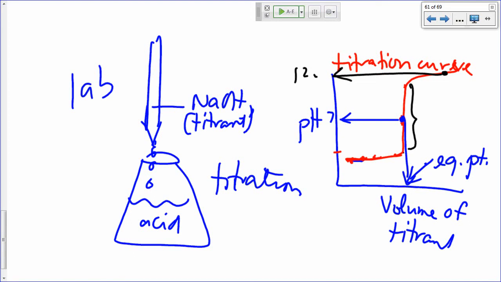Okay. Now what you can also do is add something that would change color when the pH changes by this much. In the lab, it's called an indicator. The typical indicator we use in the lab is called phenolphthalein. Okay. And phenolphthalein changes from colorless below pH 7, and it changes to pink above. Actually, it changes at around 9. Okay, but this one is a big jump in pH from around pH 7. So that's called a titration curve.